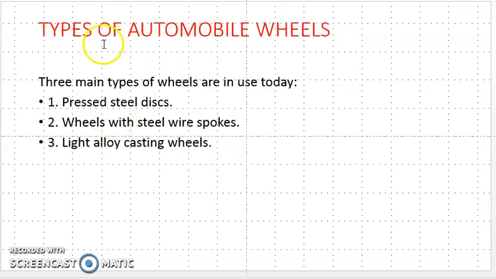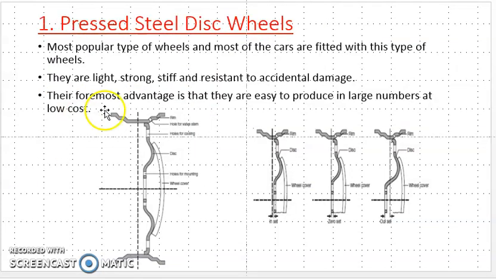Now we will see there are three types of automobile wheels. First is pressed steel discs. Second is wheels with steel wire spokes. And third is light alloy casting wheels. Now we will first see the pressed steel disc, how it looks like.